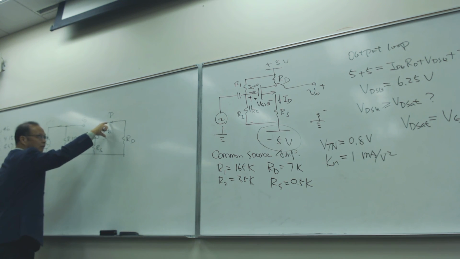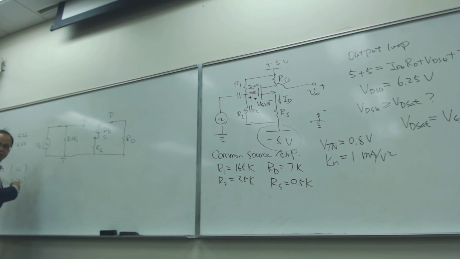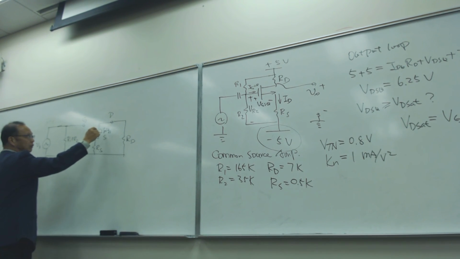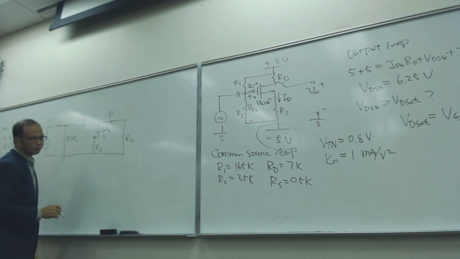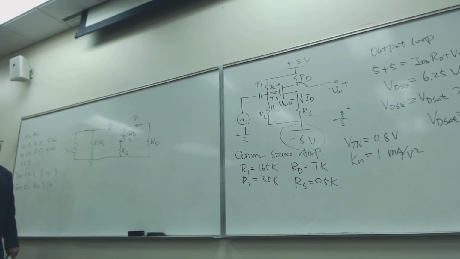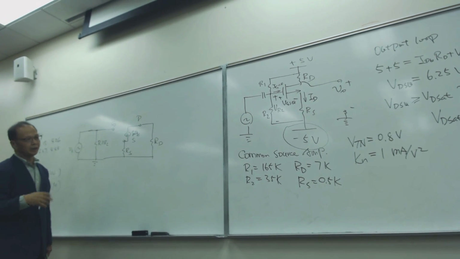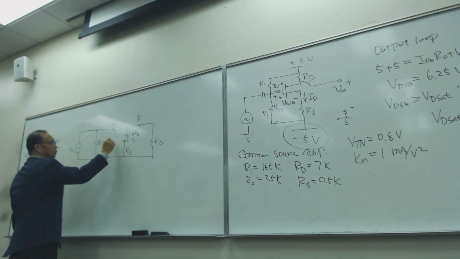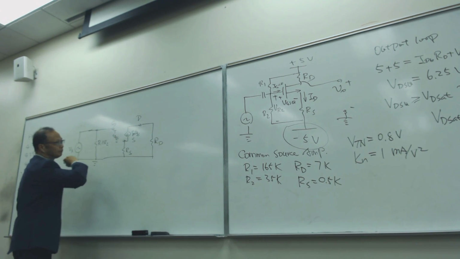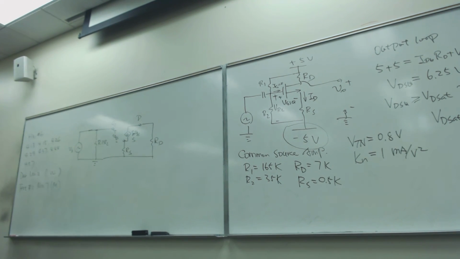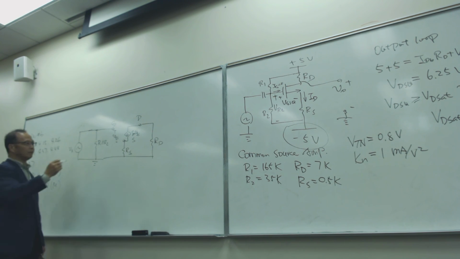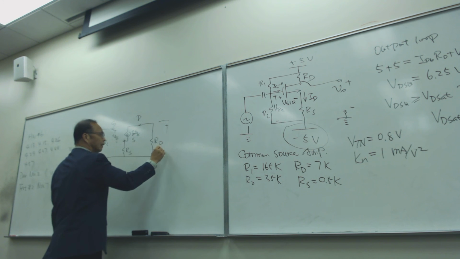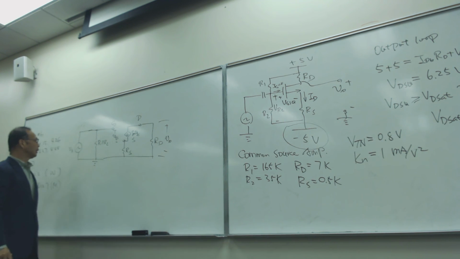I don't have to include R sub O, right? Because lambda is not given. Got it? So there's supposed to be an R sub O in parallel with that, but since lambda is not given, you can assume it's an ideal case. And this is VGS. Very simple. Okay, so then that is V sub O.